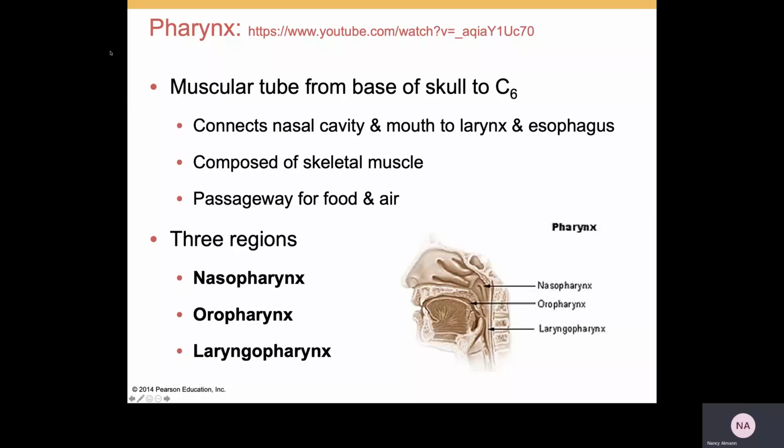Once you leave the nasal cavity, you are moving air into the pharynx, which is basically a muscular tube that's going to start at the base of the skull and extend down to the level of about C6. It connects the nasal cavity and the mouth to both the larynx and the esophagus. It's composed of skeletal muscle, and it is a passageway through which we move both food and air. There are three regions: the nasopharynx, which is posterior to the nasal cavity, the oropharynx, which is posterior to the mouth, and the laryngopharynx, which is going to be associated with, what a surprise, the larynx.